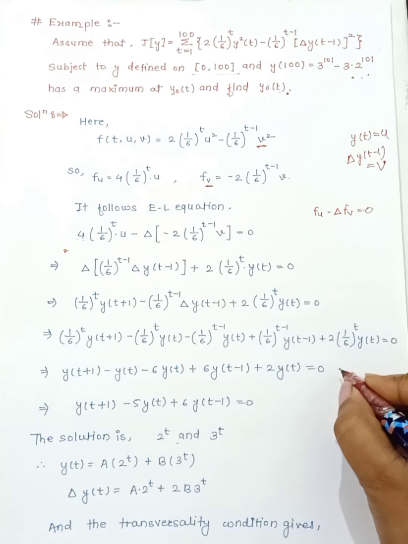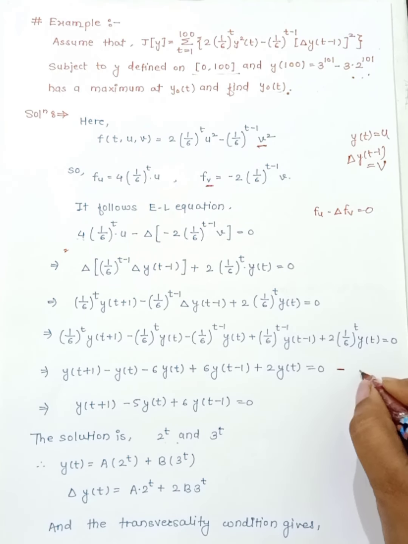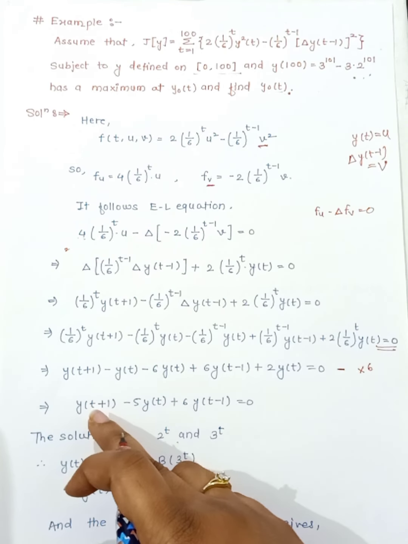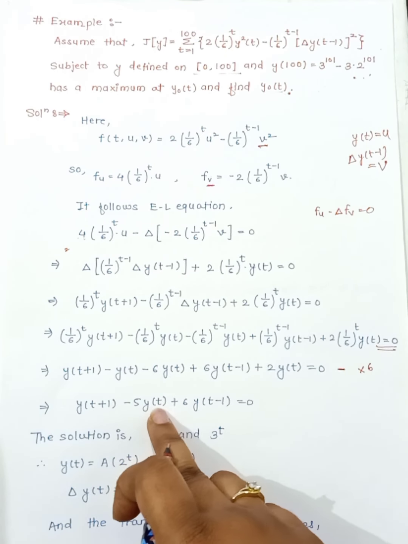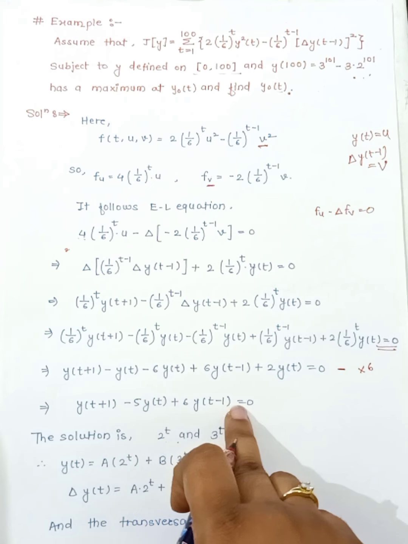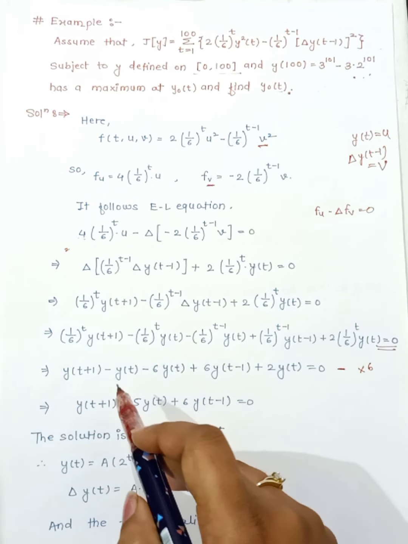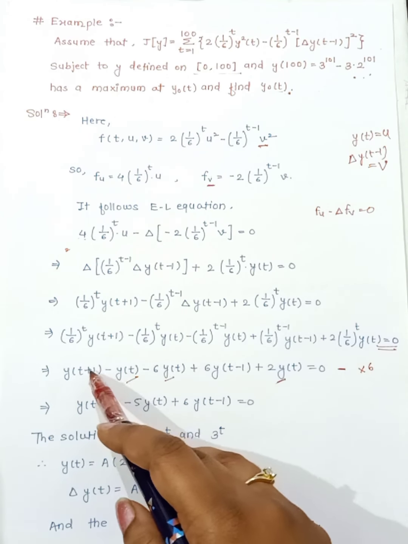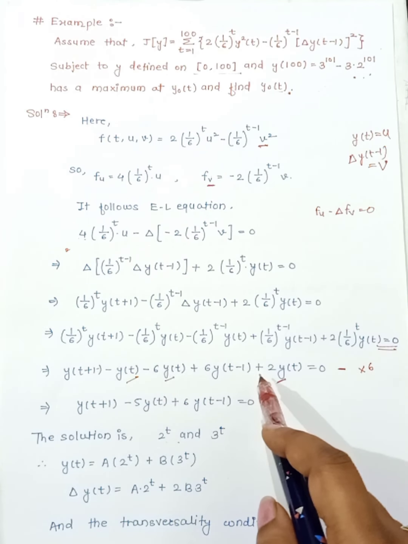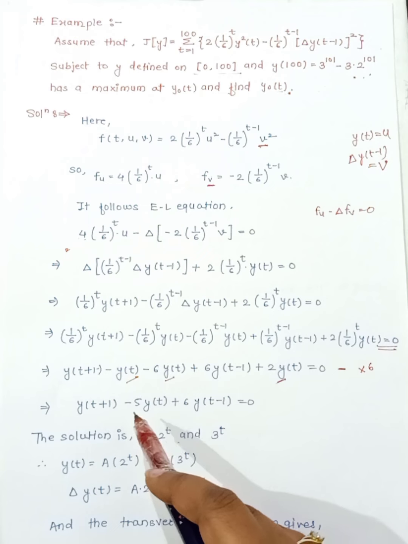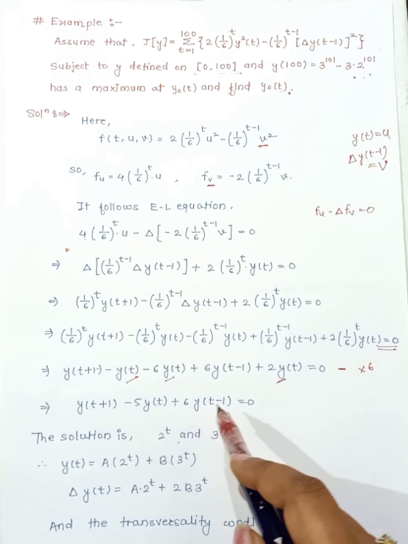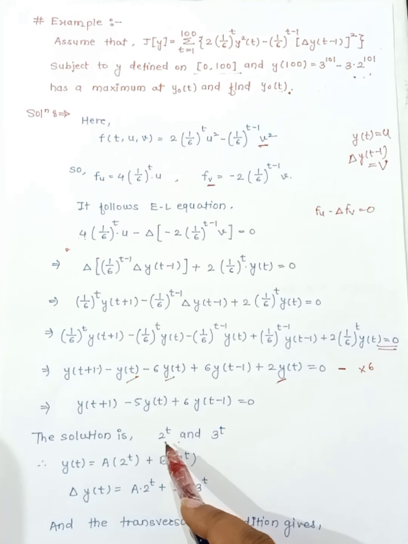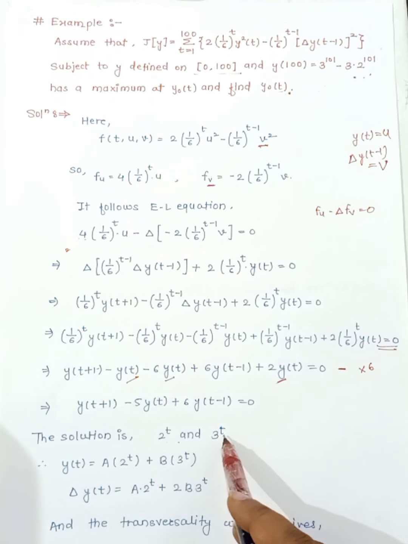So how do we get this term? We had multiplied this equation by 6. So we get y of (t+1) minus 5y of t plus 6y of (t-1) equals 0. This y of t, this y of t and this y of t: minus 1 minus 6 plus 2 gives minus 5y of t. So y of (t+1) minus 5y of t plus 6y of (t-1) equals 0.